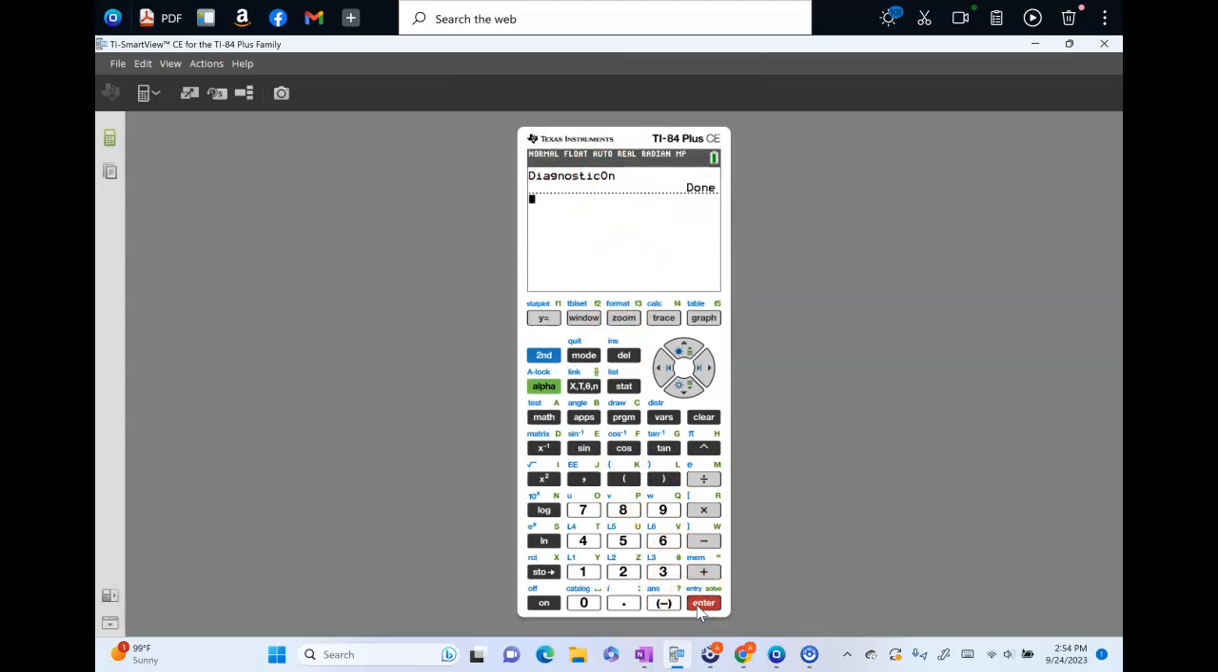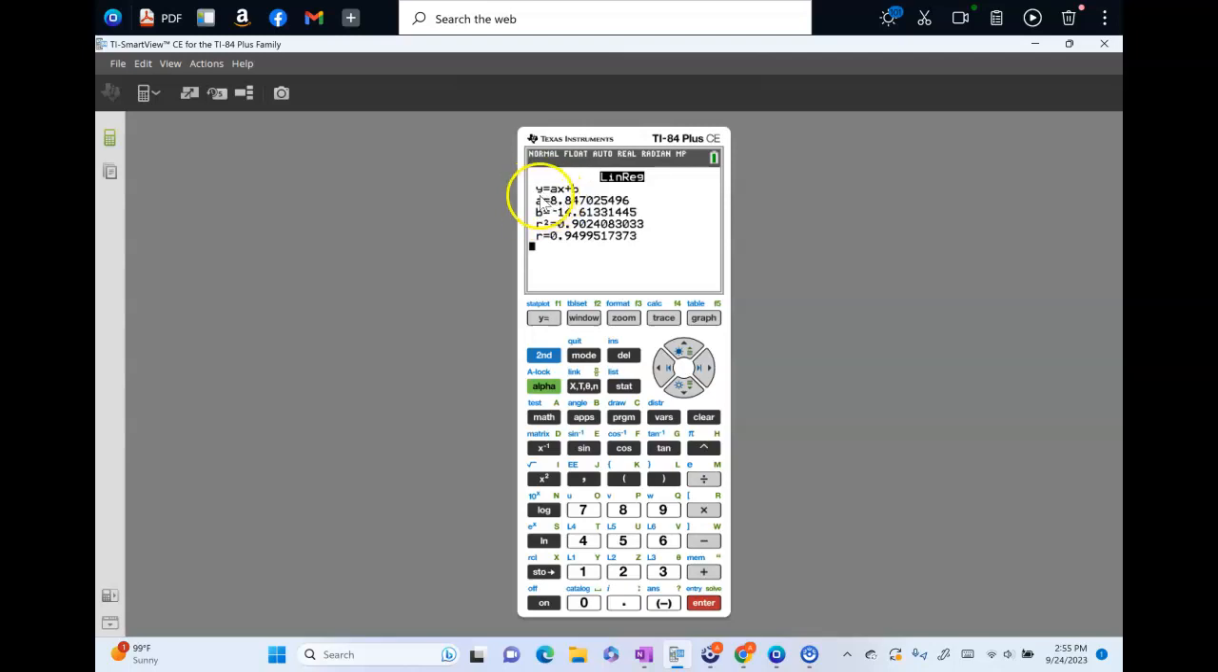Okay, once your diagnostic is on, now you can ask the calculator for that correlation coefficient. The way we ask the calculator for the correlation coefficient is you're going to go to Stat. You're going to go to the right side to highlight Calc. And then you're going to pick number 4, LinReg. And you're going to push enter 5 times. Once you do that, your calculator gives you all this information.